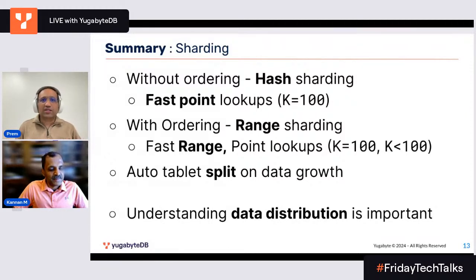So to summarize, hash sharding has no ordering of rows, but gives a good distribution. It's great for point lookups, especially when you know exactly what you're looking for. In the case of range sharding, rows are ordered on the primary keys. It's great for range lookups and point lookups, like k equal to 100 and k less than 100. In both cases, tablets will split as data grows.